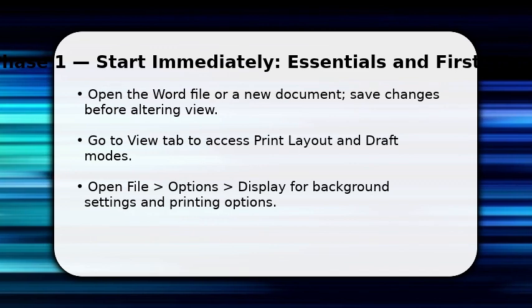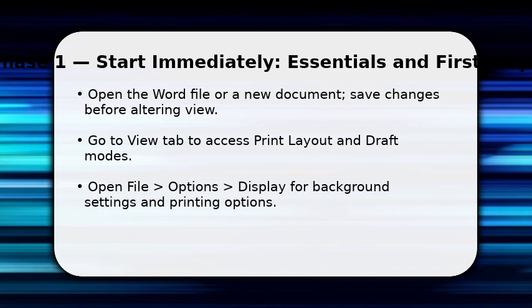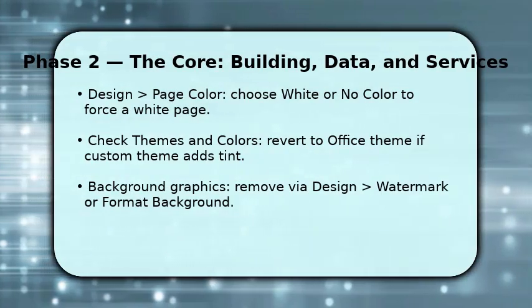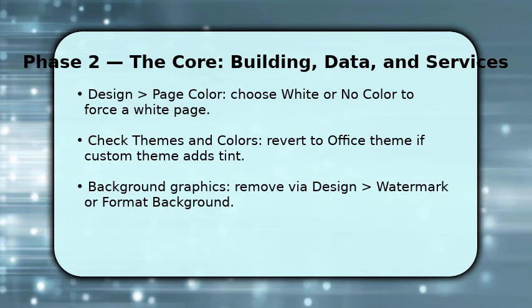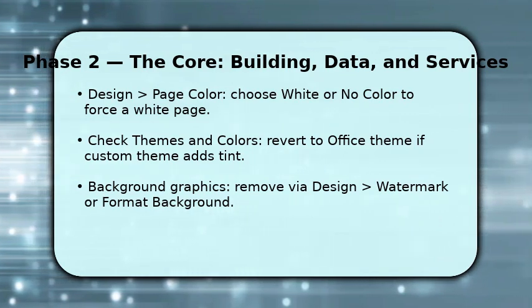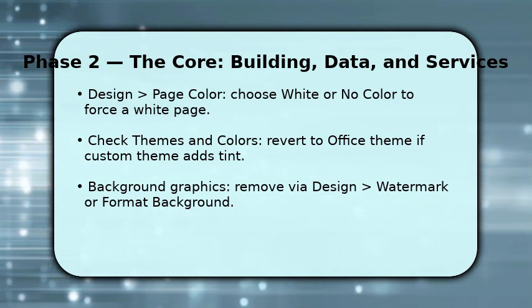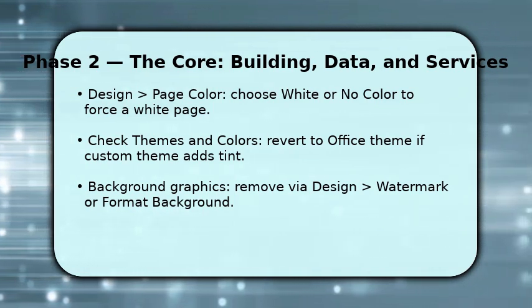Now, uncheck Background Printing if you want white paper when printing, or ensure the document background color is set to white for on-screen editing. This prevents ribbon or page color surprises. Next, go to Design and open Page Color. Select White or No Color to make the page itself white. If a theme tint persists, switch the theme to Office or Reset Colors. Themes can apply subtle background shades.